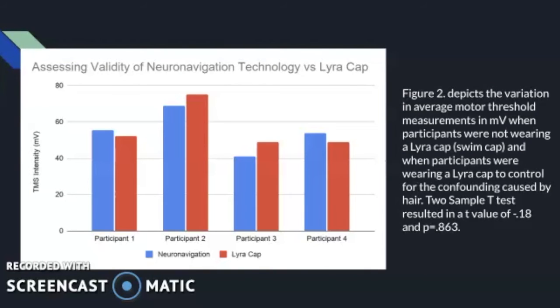Figure 2 depicts the variation in average motor threshold measurements when participants were and were not wearing a Lycra swim cap to control for the confounding caused by hair. 2-sample t-tests resulted in a t-value of negative 0.18 and a p-value of 0.863. Therefore, the results were insignificant.